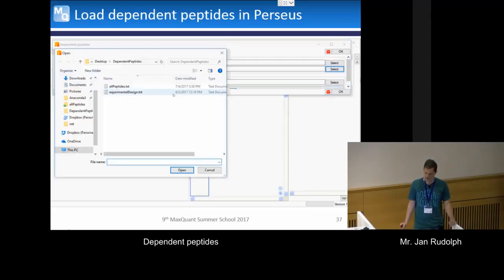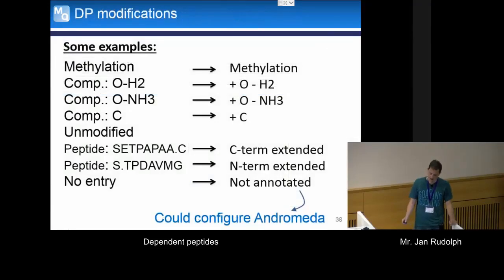And yeah. So which kinds of modification can you find in your table then? So there are obvious ones. There will be a dependent peptide modification column, and it will have methylation written there, so that's good. There might also be these composition sections, which is just the elemental composition. And there can also be unmodified peptides. So this is nothing to be afraid of.